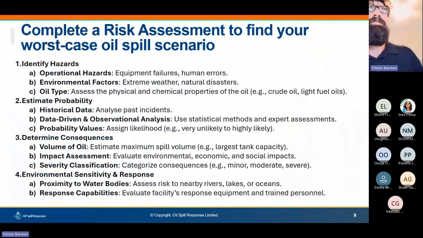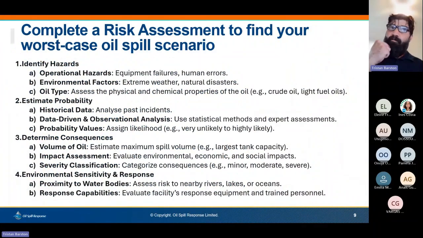So one of the things that we have to do that's very, very important is this risk assessment to find your worst case oil spill scenario. And again, a simple 4-step process that OSRL are available to assist you with. First of all, identify hazards, operational hazards. What are you actually doing at your facility? Environmental factors. Where are you located?